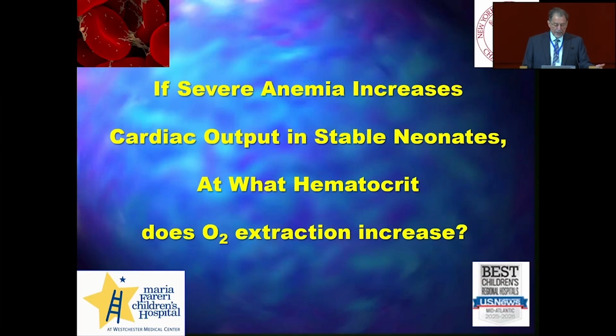So if severe anemia increases, obviously cardiac output is stable in neonates, at what hematocrit does increased extraction kick in? When do we start seeing that neonate having increased extraction? Because we're not routinely measuring flow throughout. So perhaps a surrogate like extraction, not a bedside vital sign, might be helpful.